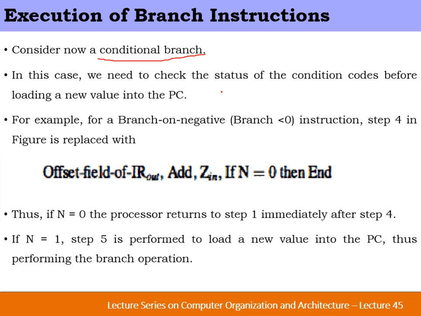Whenever the condition is not satisfied, it indicates that N becomes equal to 0. If N is equal to 0, then it is not going to fetch the instruction from the new target address. If N is equal to 0, the processor returns to step number 1 itself. That is, it fetches the next instruction after that branch instruction. So it goes to step number 1.